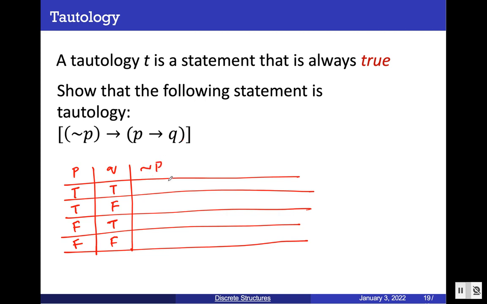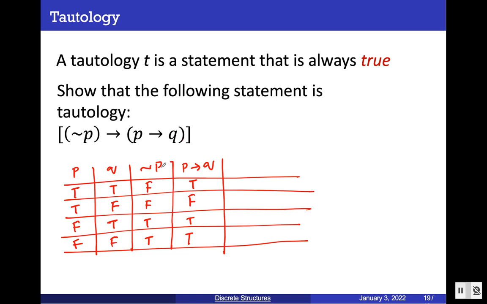So let's find out not p. Not p will be false, false, true, true. Okay, so let's find out p implies q. So true, true is true. Now true, false is the only false; every other is true. All right, now we have all the columns.